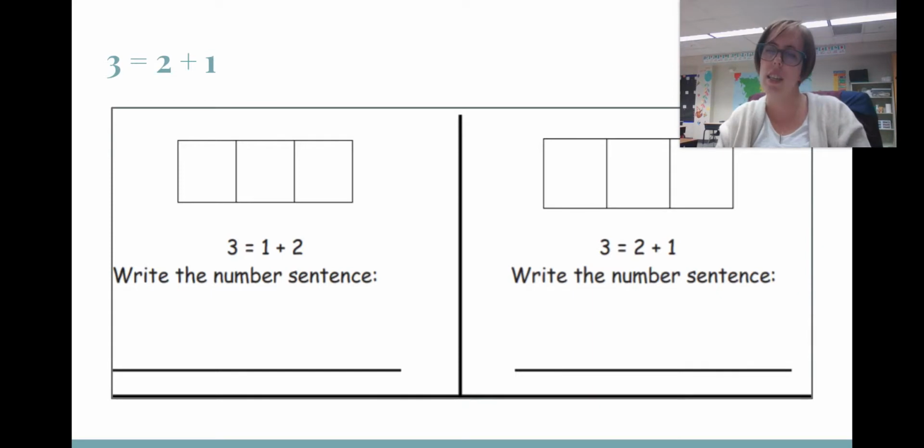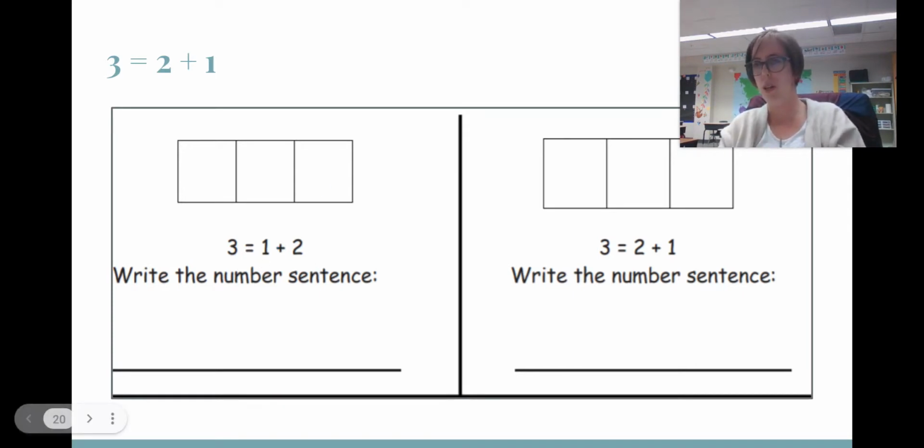And then this is the other thing that we have just recently started. We are starting number sentences. Right now we're working with 3, then we'll go to 4, then we will go to 5. Interestingly, something that's different from probably when you grew up, when I grew up for sure, is that we actually start with the equal sign first. 3 equals 1 plus 2. 3 equals 2 plus 1.